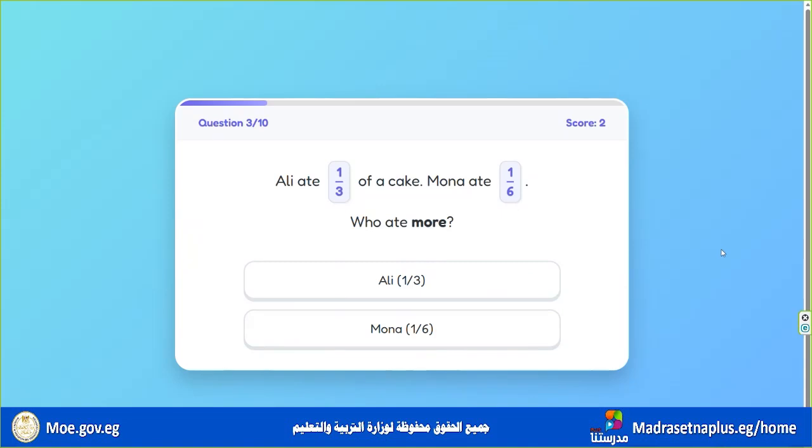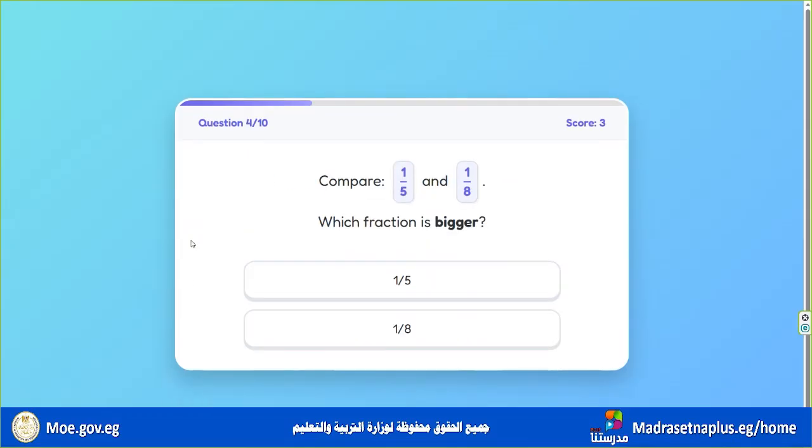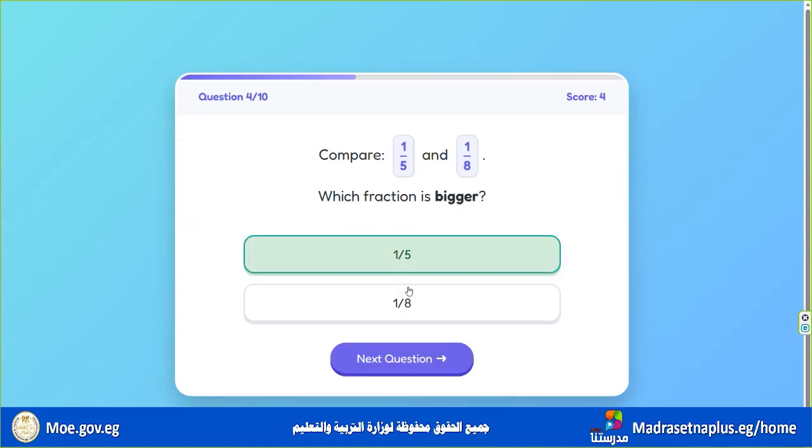Ali ate 1/3 of a cake. Mona ate 1/6 of the same cake. So who ate more? That means which is bigger, which is greater, 1/3 or 1/6? Yes, 1/3 is greater. So the part of Ali is greater than the part of Mona. Yes, Ali. Now compare. What is meant by compare? Which one is greater, which one is smaller, which fraction is bigger, one fifth or one eighth? Fifth is bigger.